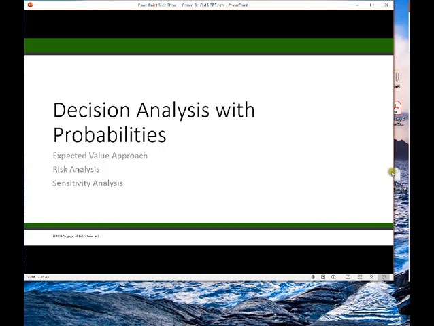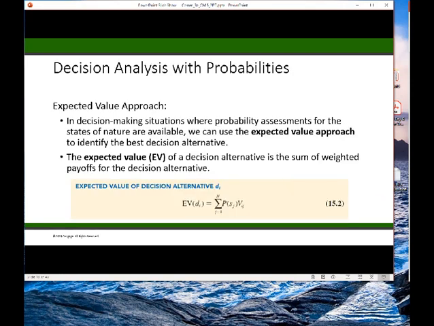And now we'll take a little bit more in-depth look at expected value. So in decision-making situations where probability assessments for the states of nature are available, we can use the expected value approach, as we did in Part 1 of our Chapter 15 lecture, to identify the best decision alternative. And the expected value is the sum of weighted payoffs. So it's a weighted average approach.